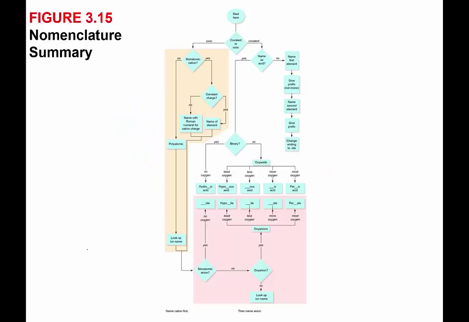So section 6 from the textbook goes through a summary of all the rules of naming, and it leads to this very complicated flowchart, as you can see there. It's actually more complicated because it includes some naming of acids, which I didn't want to go over in this lecture because I don't want to make it too long, but we can talk about those briefly in class.